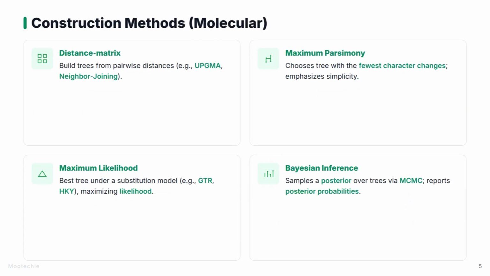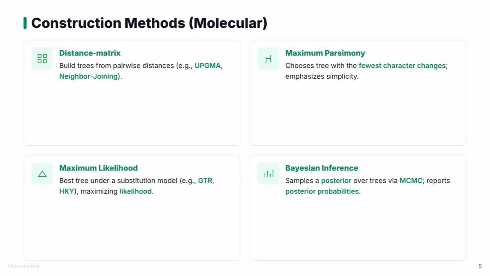Let's discuss construction methods. Distance matrix methods build trees from pairwise distances between sequences using algorithms like UPGMA or neighbor joining. It's like building a tree based on a table of how different every organism is from every other organism. Maximum parsimony chooses the tree that requires the fewest character changes, emphasizing simplicity. It operates on the principle that the simplest explanation with the fewest evolutionary steps is often the best.